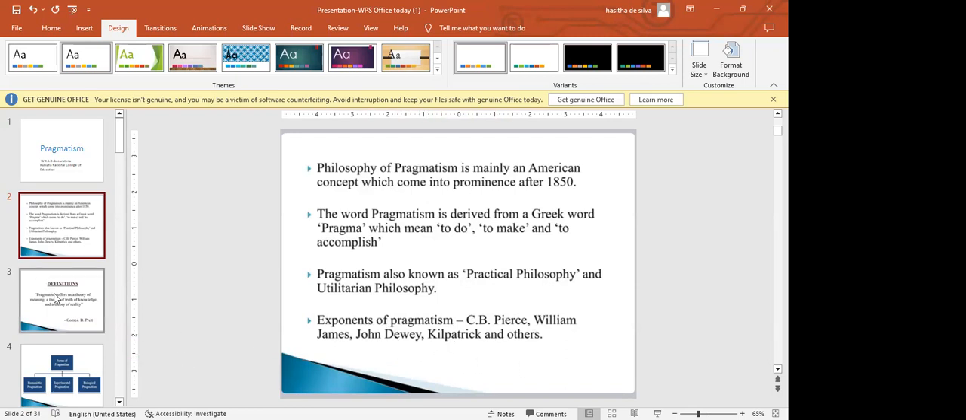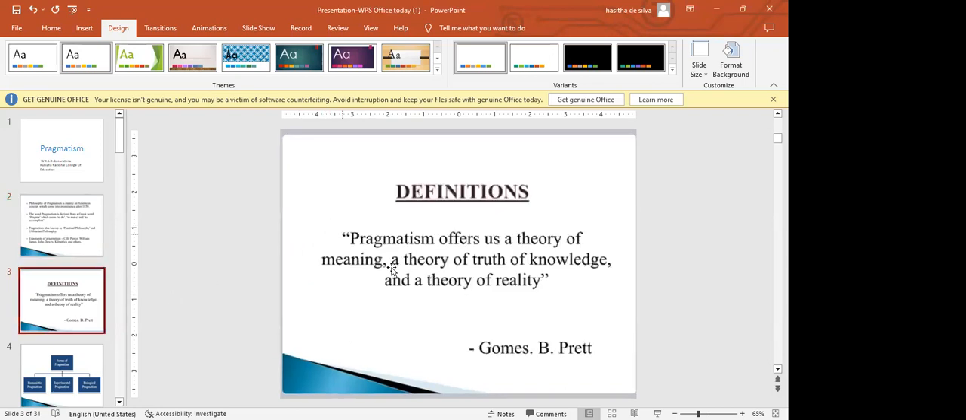Okay, now we are in the third slide, that is the definition slide. According to Gomez B.Ed, he presented his ideas on the pragmatism concept, and here's the definition. Pragmatism offers us a theory of meaning, a theory of truth of knowledge, and a theory of reality. Okay, now we go to the next slide.